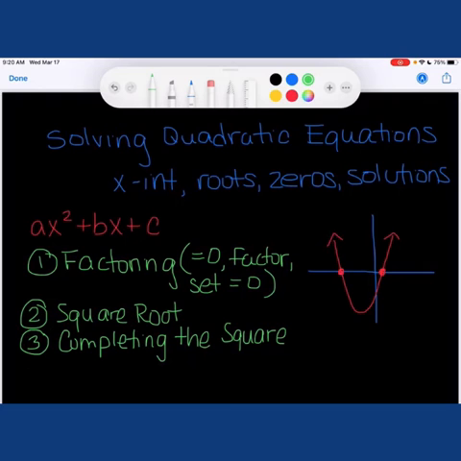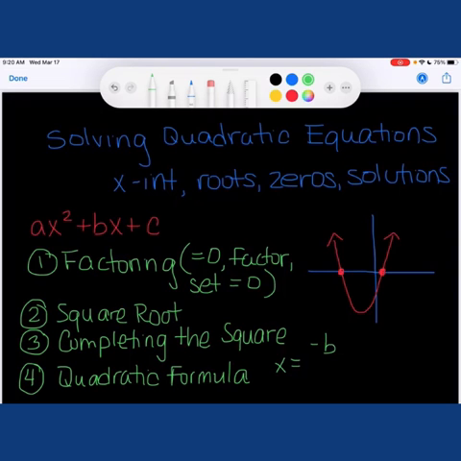And then the one that's used the most is the quadratic formula. You can always use the quadratic formula. The other methods cannot always be used. The quadratic formula can always be used. And remember, the quadratic formula to find x, or your x-intercepts, it's negative b plus or minus square root of b squared minus 4ac all over 2a. That is the quadratic formula.